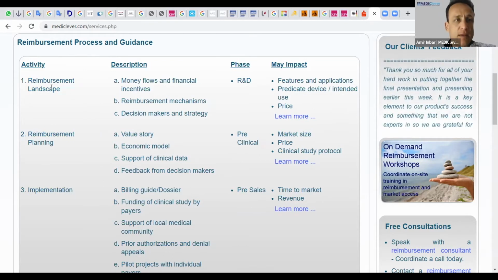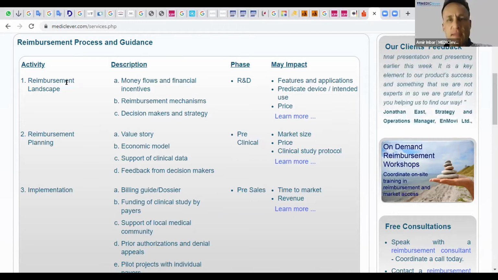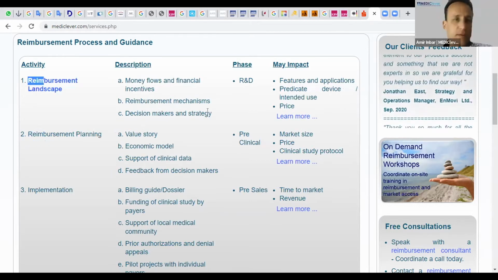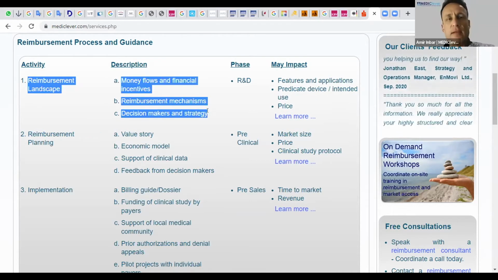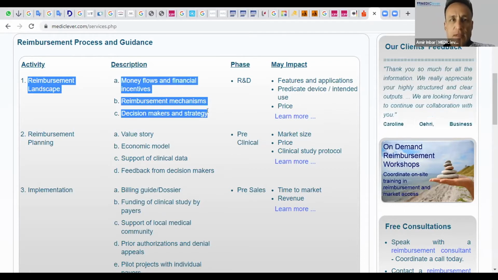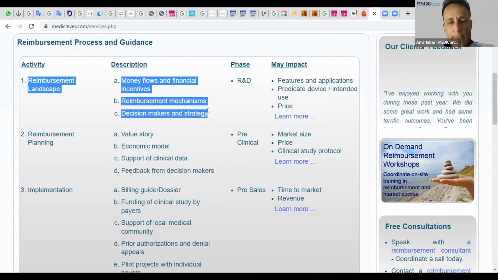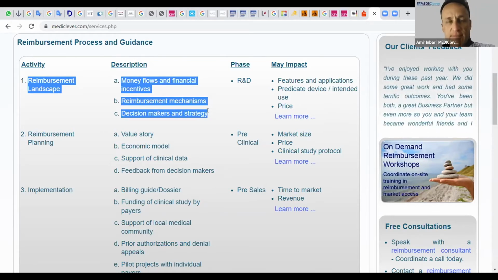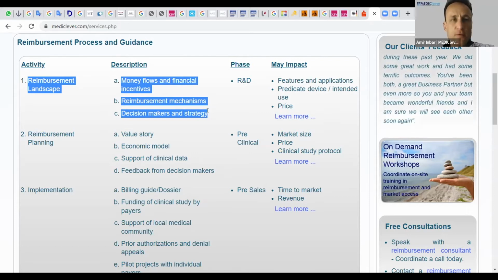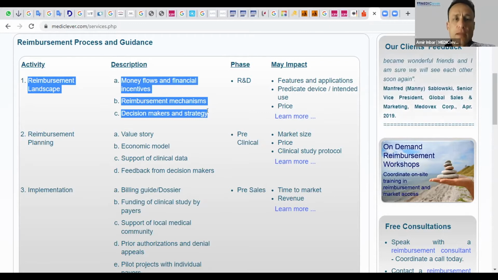In reimbursement landscape activity, we don't try to change anything. We just try to understand how the reimbursement system in the targeted country, or the country you'd like us to look at, works with regard to your specific product. How the money flows, who pays, who would have an incentive to pay for the use of a new device or a new technology or a new drug.